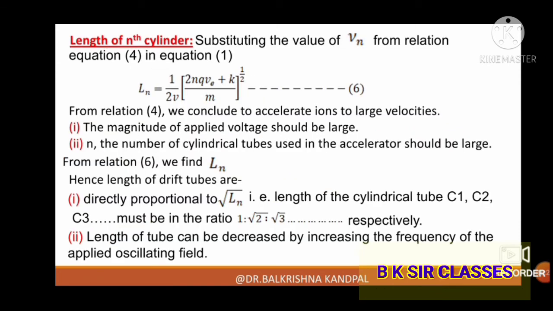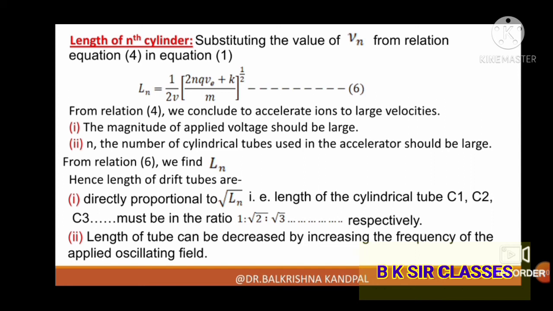Now, the length of the nth cylinder, because we are using different cylinders. Suppose we want to find the value of the nth cylinder, substituting the value of vn from equation number 4 in equation number 1. So the value of ln is 1 by 2 nu multiplied by (2nqVe plus K divided by m) to the power of half, and this is equation number 6.